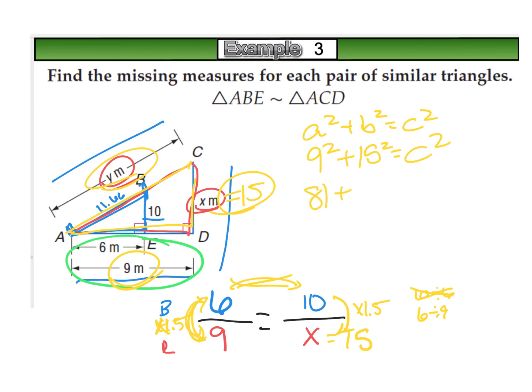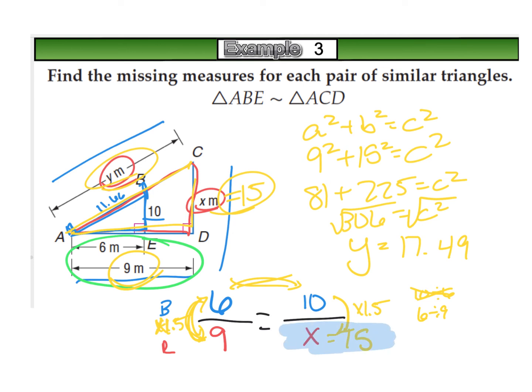So 9 squared is 81. 15 squared is 225. We add those together, and I get 306. Find the square root of 306. Y, or C in this case, equals 17 and 49 hundredths. So we'll do this. I'll highlight it and see if we can get it. X equals 15. Y equals 17 and 49 hundredths.